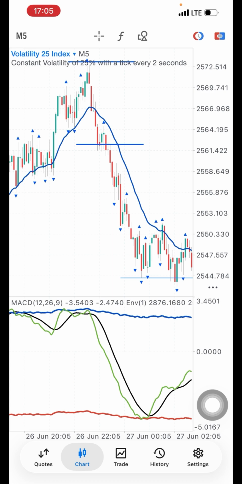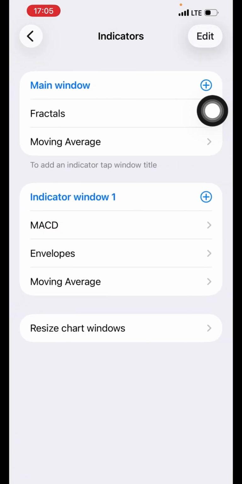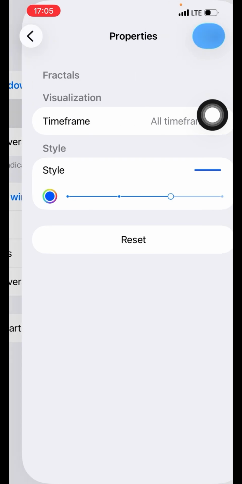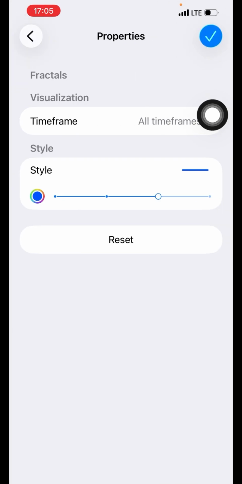All right, so for the setup, you want to click on this F icon here. After clicking on that, you can see that our first indicator here is the fractal. You click on the main window plus icon and search for fractals. For the fractal, you can use the default setting, there's not much setting there. After that, you click on done.